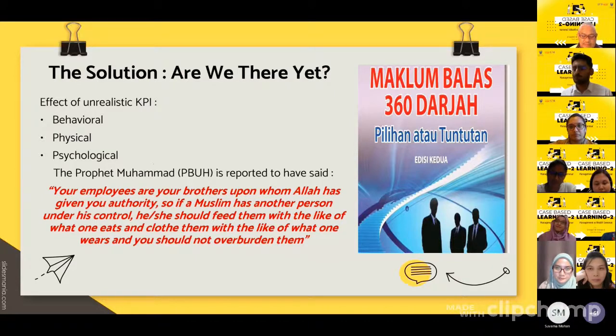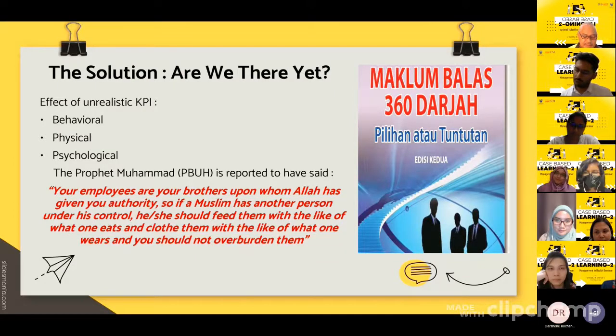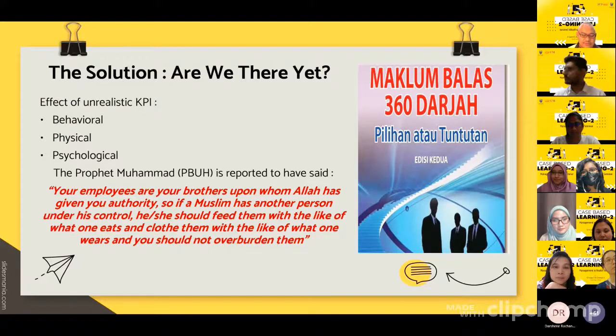So what are the effects of unrealistic KPI? Unrealistic KPI will affect workers multidimensionally, from behavioral changes such as presenteeism and absenteeism, physically through psychosomatic symptoms such as migraine and elevated blood pressure, while psychologically it contributes to mental health issues such as morbid depression, suicidal tendency, or adjustment disorders. Even in Islam, Prophet Muhammad SAW, peace be upon him, said 1,400 years ago how managers should govern the workers.